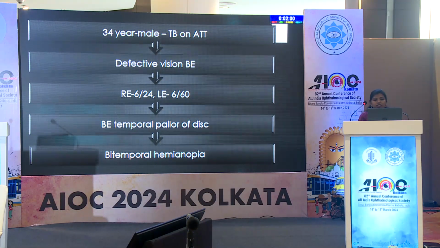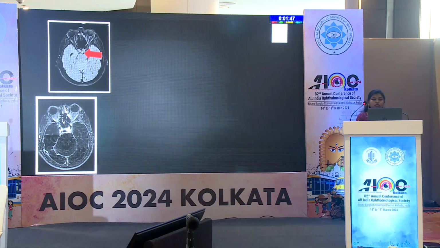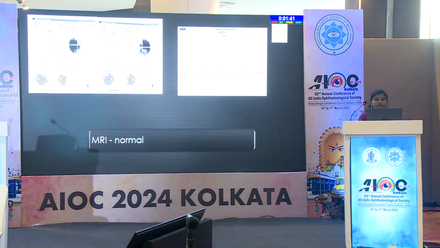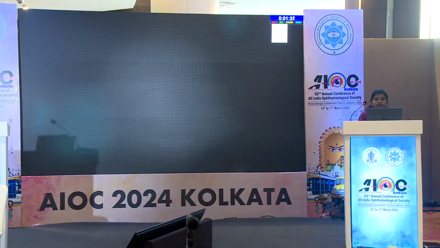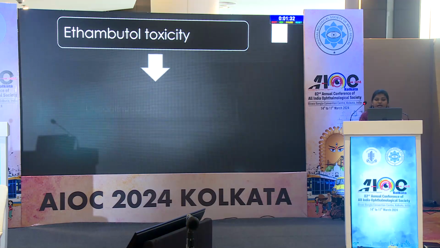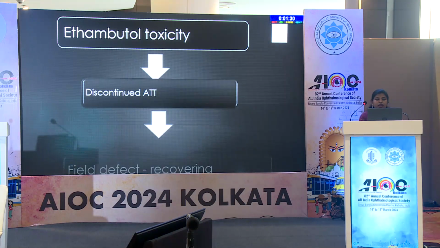The next two patients presented on ATT for tuberculosis, with defective vision in both eyes. Fundus shows temporal pallor in both eyes and the field shows bitemporal hemianopia. We proceeded with MRI. In the first case it shows features suggestive of TB arachnoiditis, and it was treated with ATT. In the next case, the MRI was normal. The VEP showed decreased amplitude, and it was diagnosed as ethambutol toxicity. We discontinued the ATT, and the field improved.